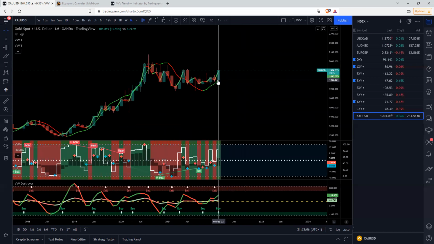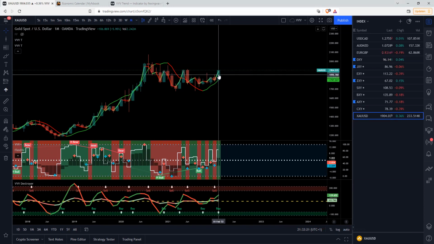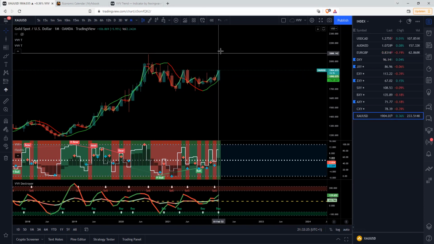All confirmations are there in monthly. There are 7 days to go until the next month. So in 7 days, if it closes like this, we're going to see a bigger movement.